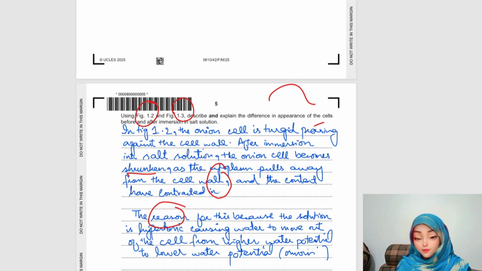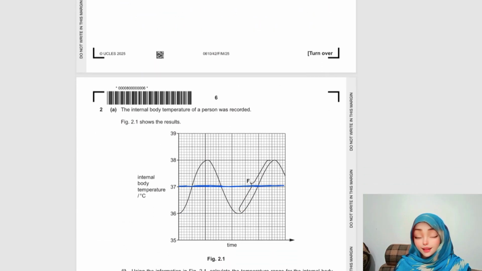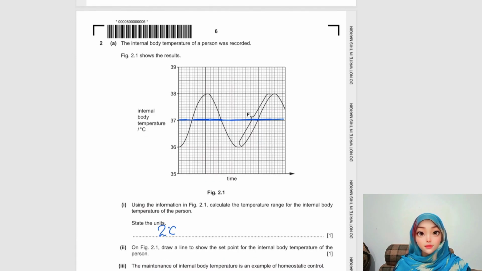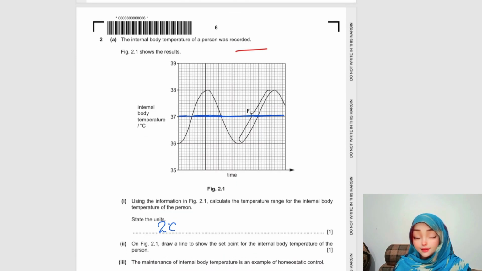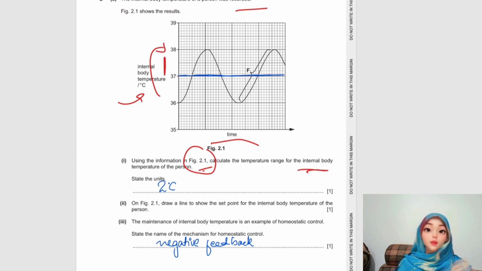Okay, now let's move on to question number 2. Here is the internal temperature of a person that is recorded, and here is the time, and here is the internal body temperature. So using the info in 2.1, the temperature ranges between 36 and 38. By subtracting them we obtain 2 degrees. See, it's also so simple.